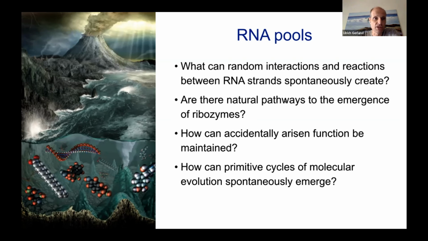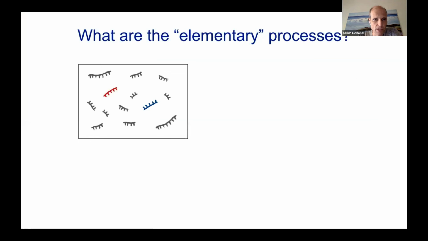If such a function is perhaps found through some random search of sequence space, how could that function be maintained? And so how could molecular evolution emerge spontaneously? Maybe it's not a full evolutionary process yet, but it's something on the way towards that. That fascinates me as a physicist, and we're wondering what the elementary processes are. So this is the work that I'm going to report here.